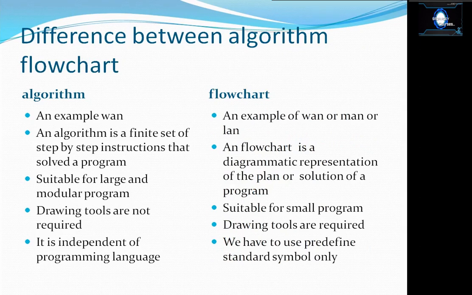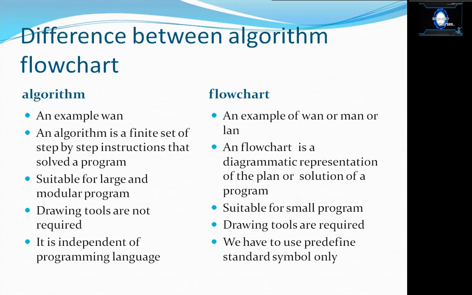Now going to the difference between algorithm and flowchart. A flowchart is a diagrammatic or pictorial representation of the algorithm or of the plan of solution of a problem. Whereas an algorithm is a finite set of step-by-step instructions that solve a problem, a flowchart is a diagrammatic representation of the plan or solution of the problem. An algorithm is a verbal representation, almost similar to the English language, but a flowchart gives a pictorial representation.